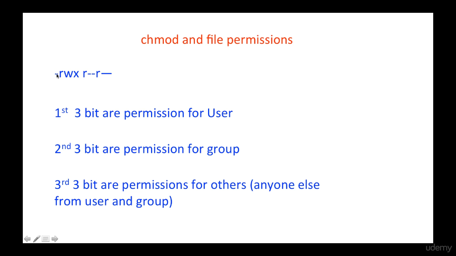When we say first bit, we really mean from here, not from here. So the first three bits are for the user, then the subsequent three bits are for the group. If you see here, the group has only read access; they don't have write or execute access. And the last three are for others. Others means anyone apart from the user and group.